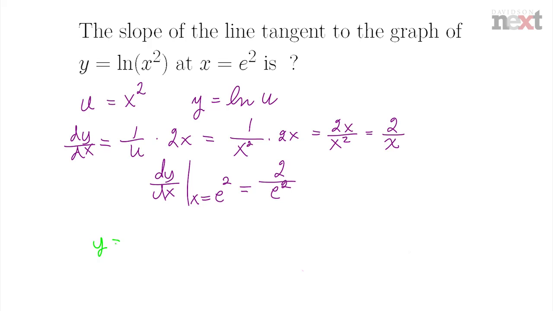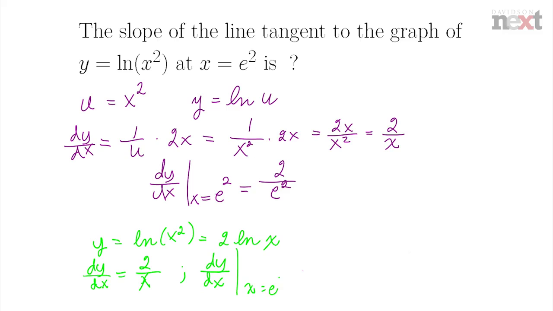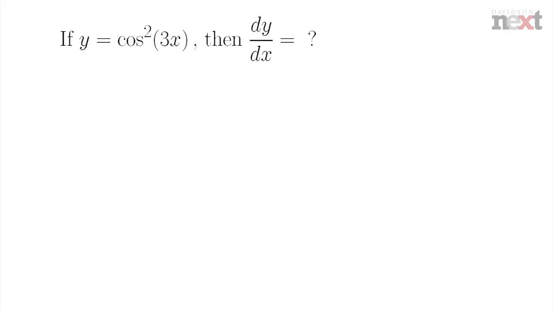But wait, since this involves logarithms, I could probably do this a completely different way. I'm going to look at y equals ln of x squared. Using properties of logarithms, I can rewrite this as 2 ln x, and now I don't need to use the chain rule at all. dy dx is equal to 2 over x, so the derivative with respect to x when x is equal to e squared is equal to 2 over e squared. Notice that even though we used two different approaches, we got the exact same answer. Let's move on to another example.